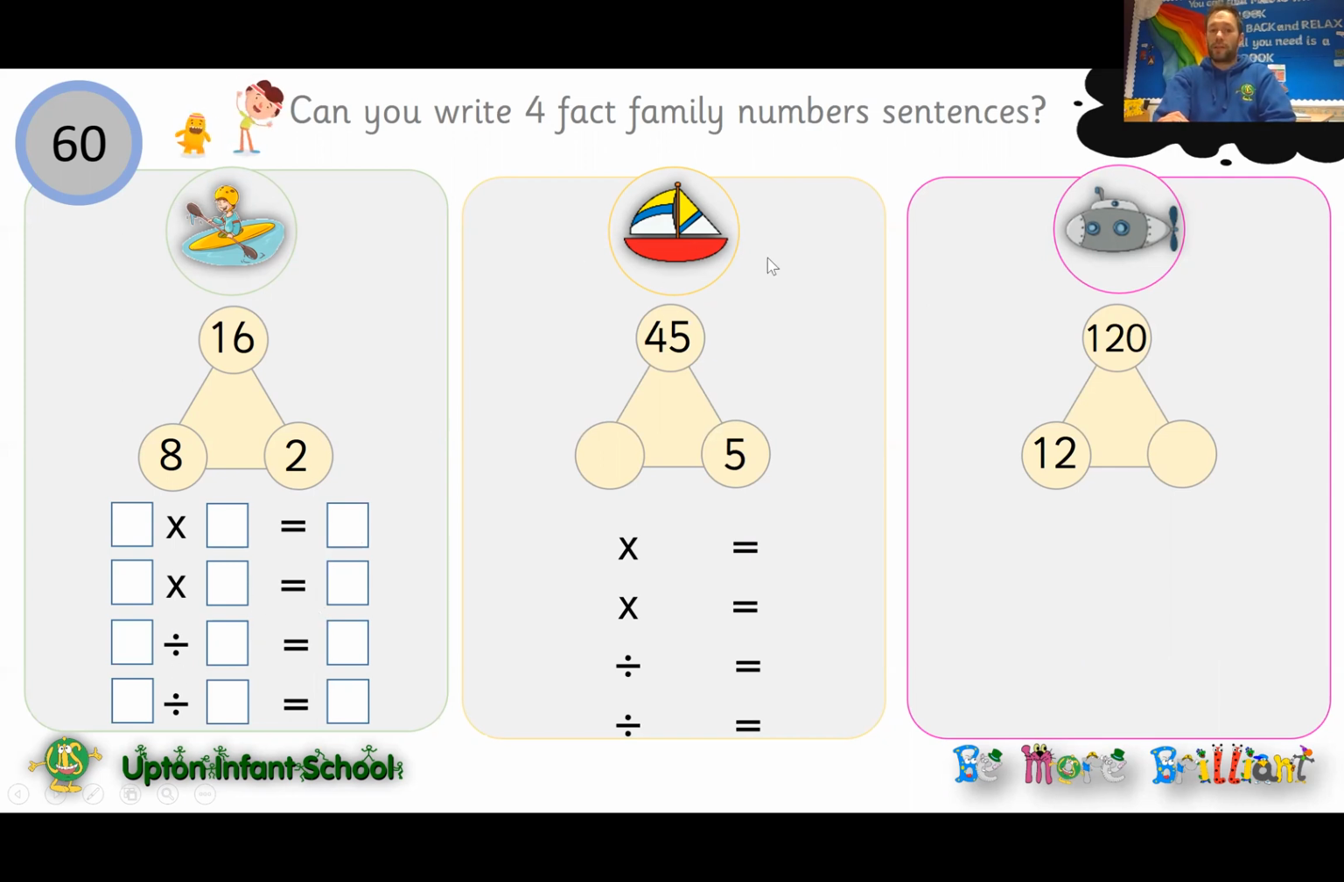You might choose to do this middle challenge, and this is our 5 times table fact. What is the missing number? And then use that to complete all four number sentences. Finally, here we go, is another multiplication triangle. What is the missing number that goes there? How many 12s in 120? Then you can write out the four number sentences. Okay, 60 seconds to do this challenge, and it starts now.